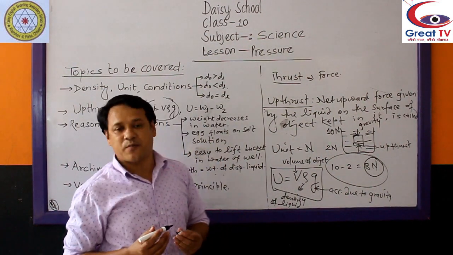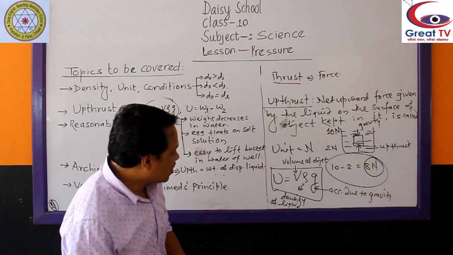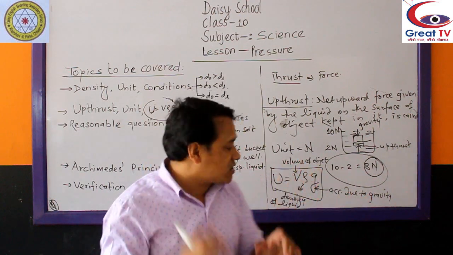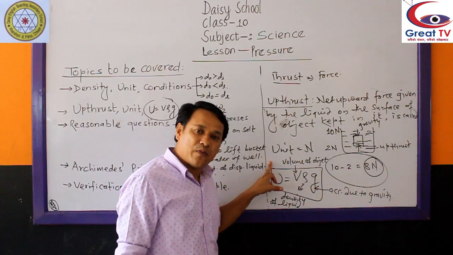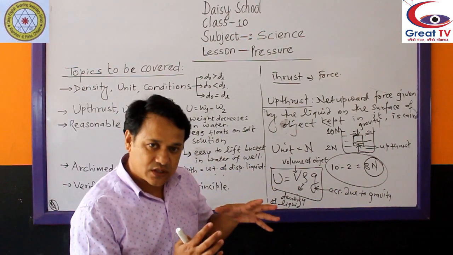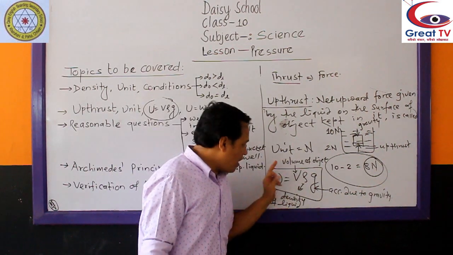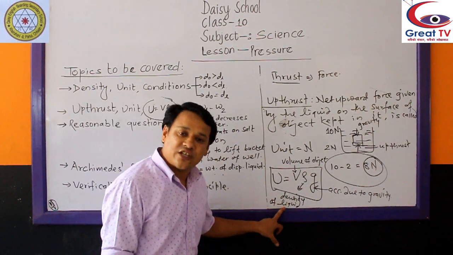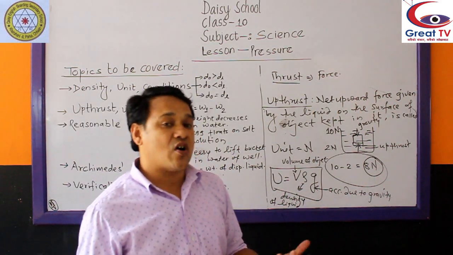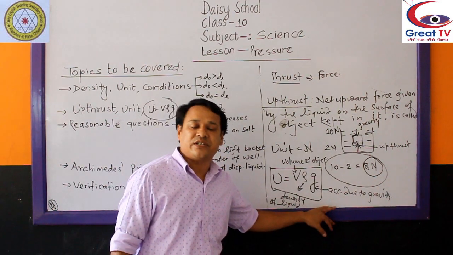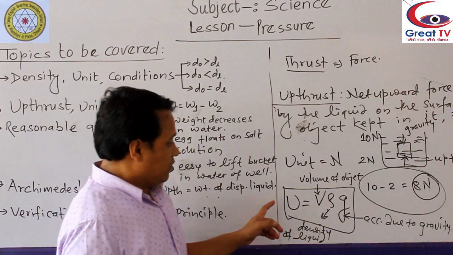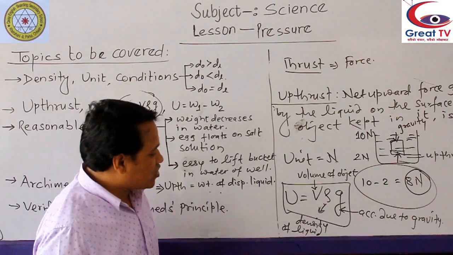And all are directly proportional to each other. Don't forget this lesson also. Actually, upthrust does not depend on mass. It depends on volume of object, how much part is inside the liquid. Similarly, density of liquid. You know the density of water is 1000, of mercury 13,600. And acceleration due to gravity differs with place. So all these three terms are directly proportional to the upthrust.